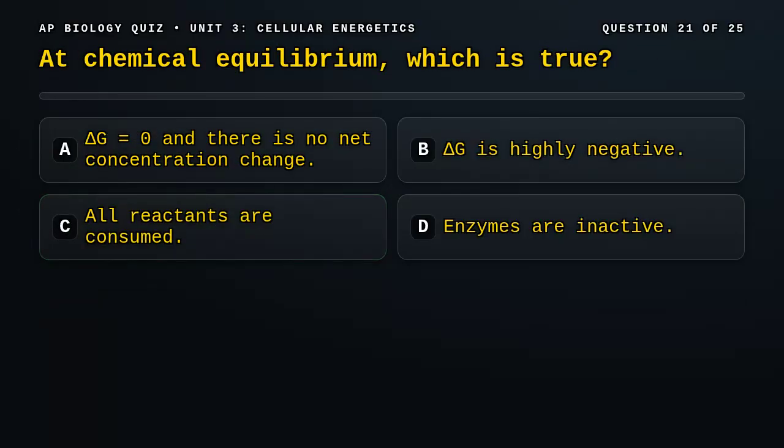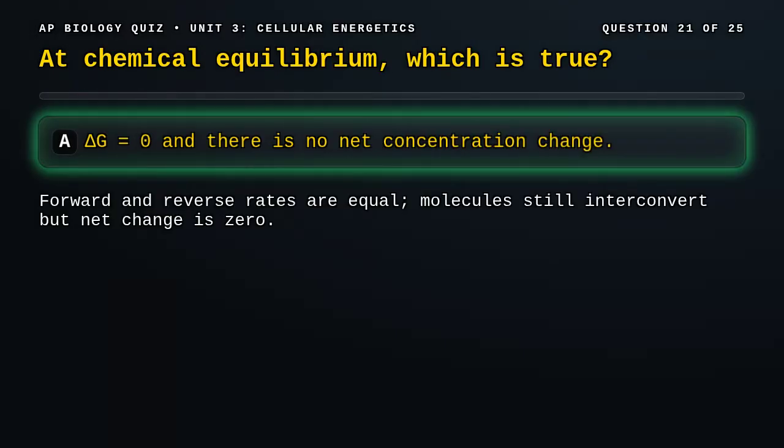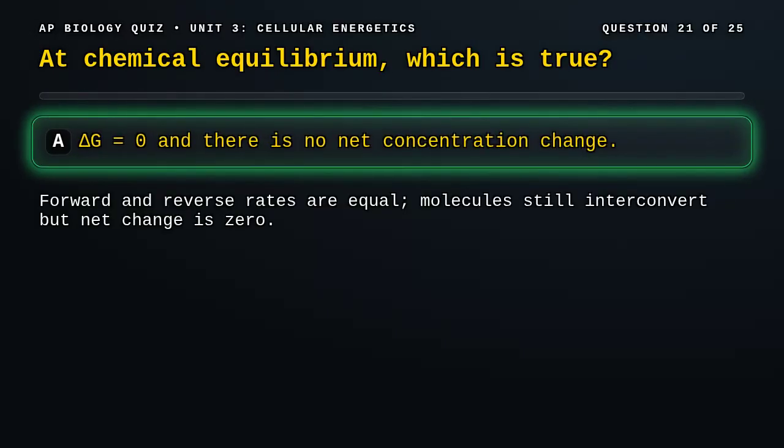Question 21. At chemical equilibrium, which is true? A. Delta G equals 0 and there is no net change in concentrations. B. Delta G is highly negative. C. All reactants are consumed. D. Enzymes are inactive. Correct answer, A. Forward and reverse rates are equal. Delta G is 0, though molecules continue to interconvert.